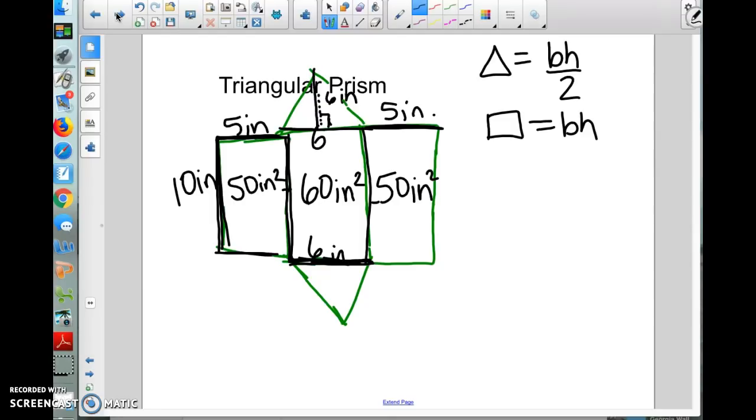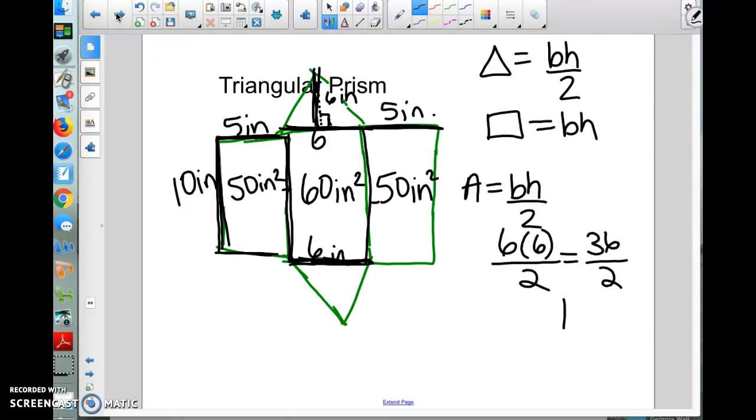If your base is 6 and your height is 6, you have to do area of a triangle, base times height, divided by 2. So 6 times 6 divided by 2. That's the base and the height have to hit a 90-degree angle. When you do that, you will get 36 divided by 2, which is 18. So this is 18 inches squared.